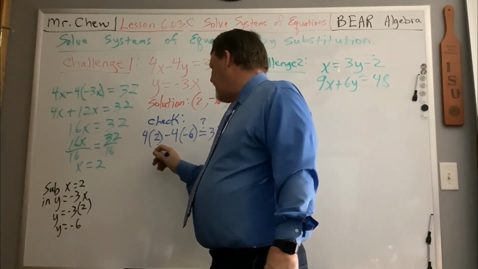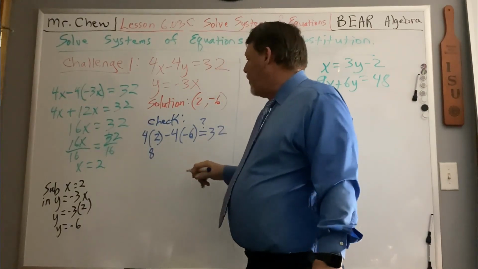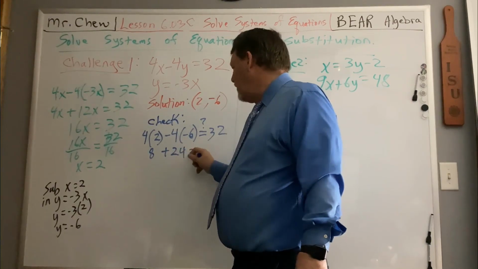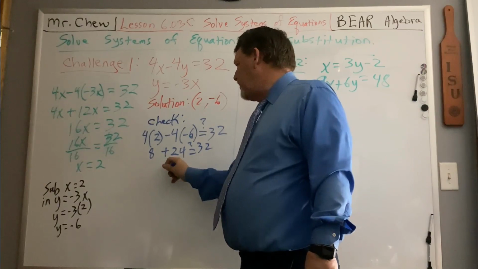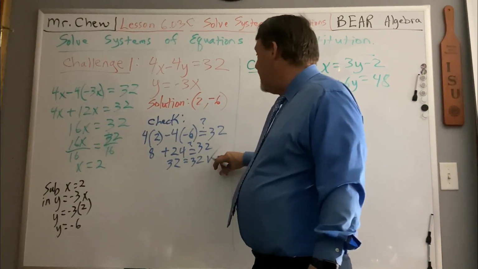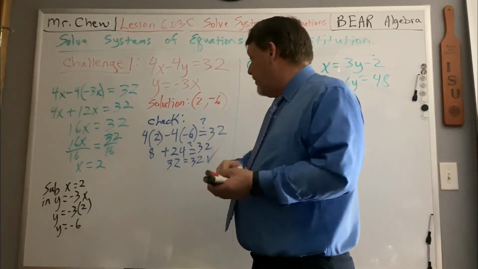So I simplify now, and I do the order of operations, which means I multiply before I add. And a negative 4 times negative 6 is 24. Does 8 plus 24 equal 32? It sure does. What does that mean? That means that this point is on the top line, but I don't know if it's on the bottom one or not.